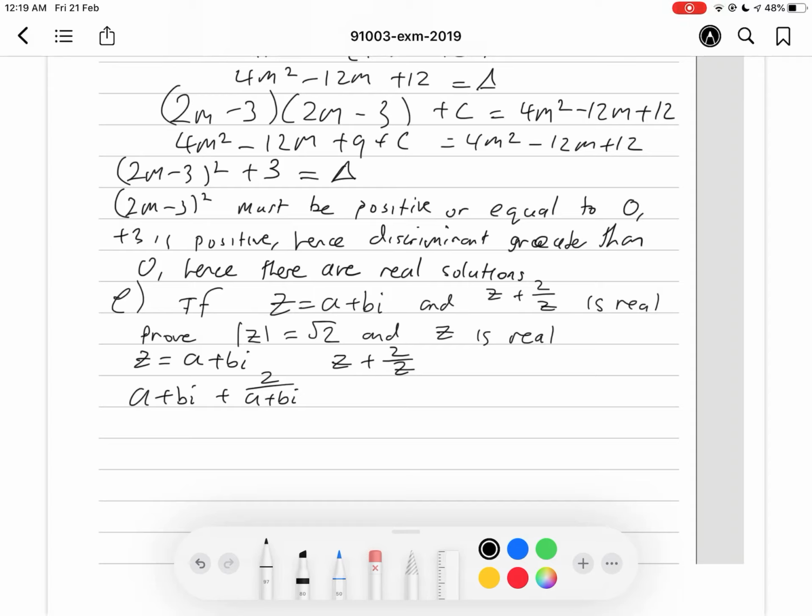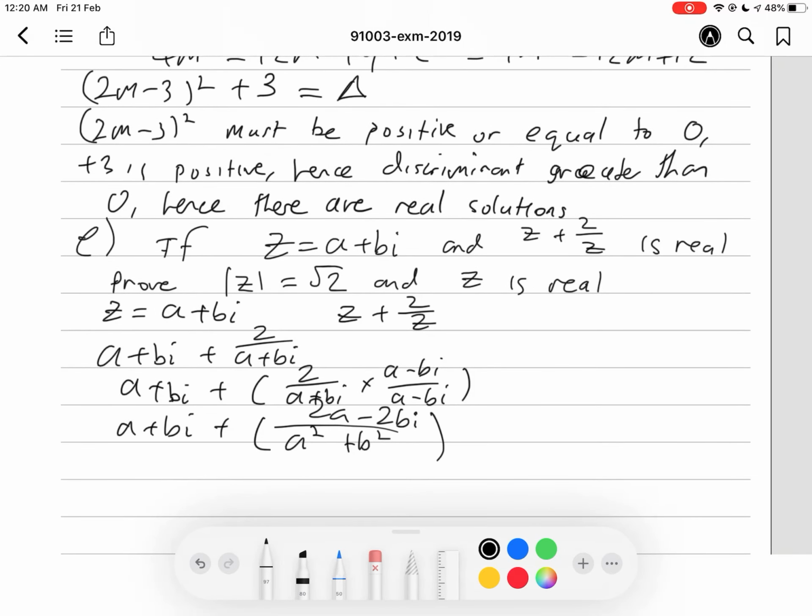Okay, so for this question, it is best to rationalize this 2 over a plus bi first. So you want to rationalize it by multiplying by the conjugate. So a plus bi plus 2 over a plus bi times a minus bi over a minus bi. So a plus bi plus, a times a is a squared, b times negative b is negative b squared. However, i squared is negative 1, so negative of negative b squared is positive b squared, over 2a minus 2bi.